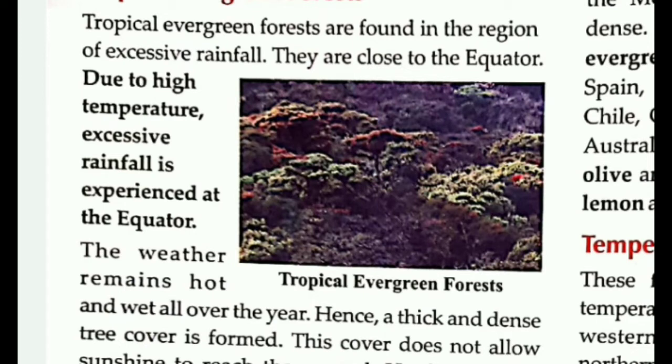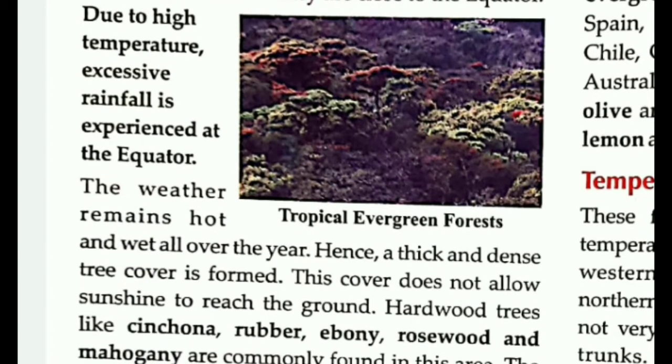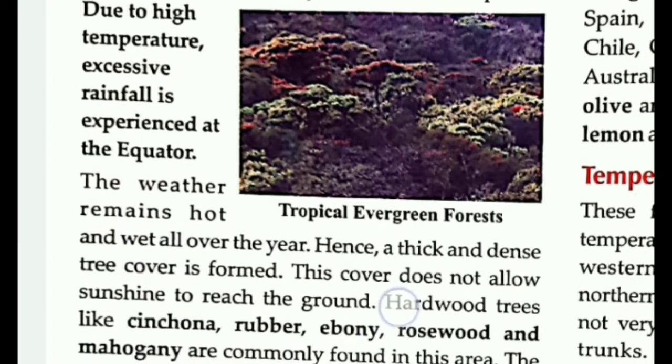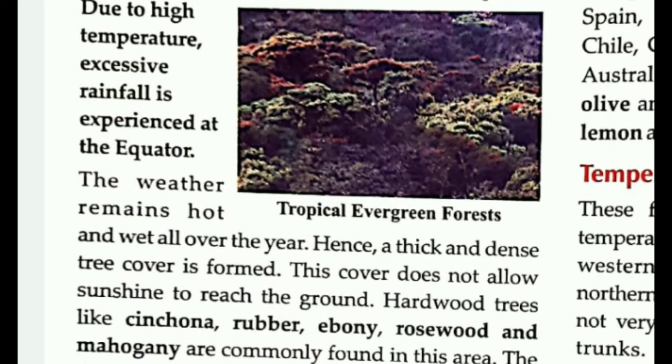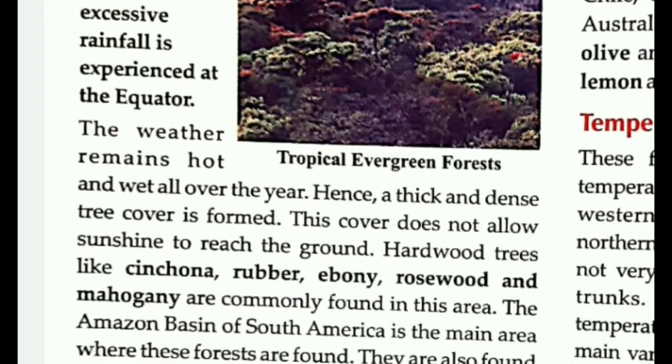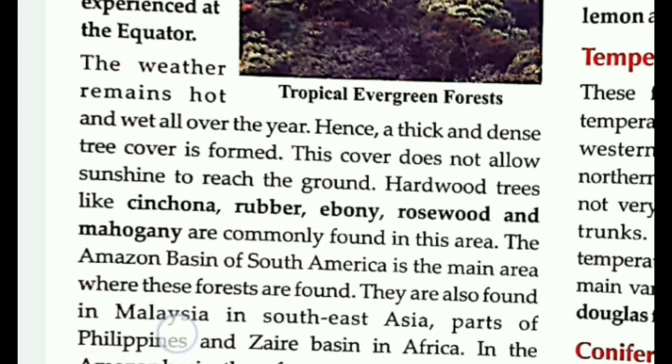This forest's location is in the Amazon basin in South America, and these forests are also found in Malaysia, Southeast Asia, part of the Philippines, and the Zaire basin in Africa as well. In the Amazon basin, the forest is also known as selvas. It is known as tropical evergreen forest because it lies near the equator, which we need to understand.